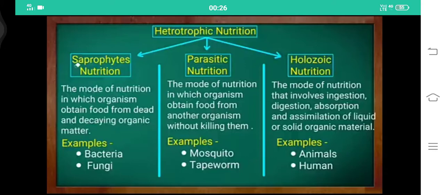Clear? Next one is holozoic nutrition, children. So the mode of nutrition that involves ingestion, digestion, absorption, and assimilation of liquid or solid organic material.